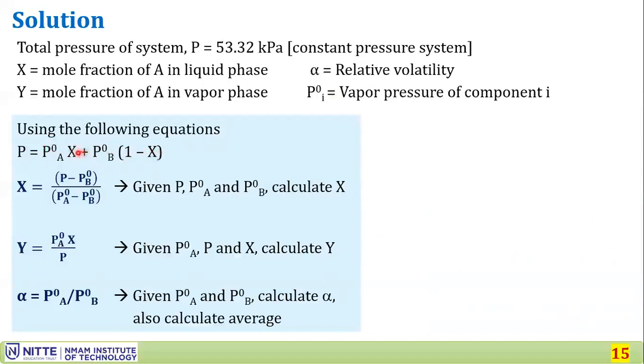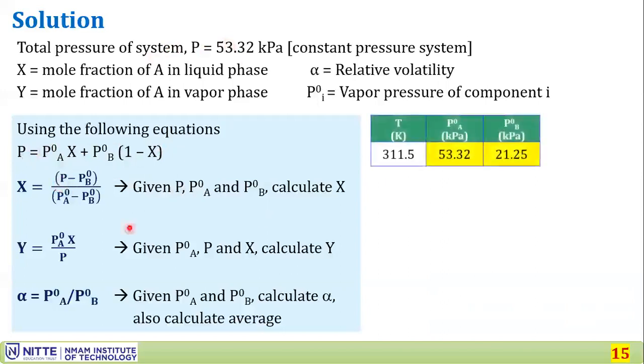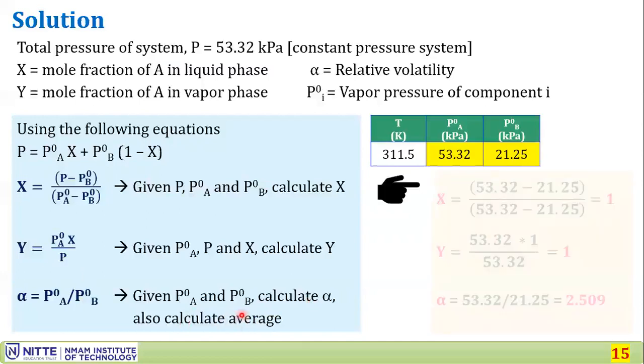Just rearrange the equation in order to get X. You get this equation, which is a reordered form of the earlier one. Given the total pressure P, PA naught and PB naught, you can find out X. Once you know X, given the total pressure and PA naught, you can find out Y. Given PA naught and PB naught, you can find out alpha. At the end, you have to average that alpha value.